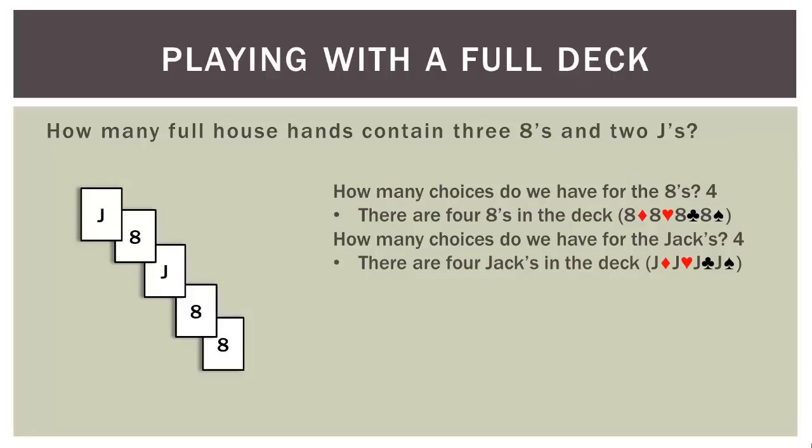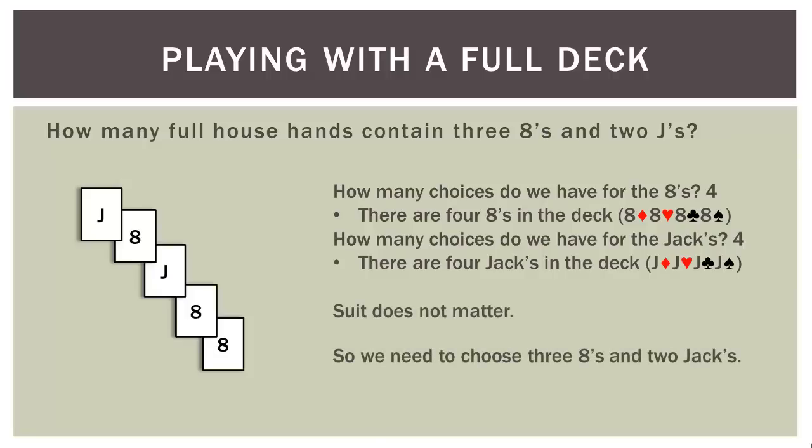Well, you know that we only have 4 to choose from of each case. And we have 3 eights and 2 jacks. Suit does not matter, of course. So we've got to choose 3 eights and 2 jacks. Now here's how we do that. Now look at the first part of our expression here. We have 4 choose 3. And where does that come from? Well, it comes from our eights. There are 4 eights in the deck. We're choosing 3. So 4 choose 3.